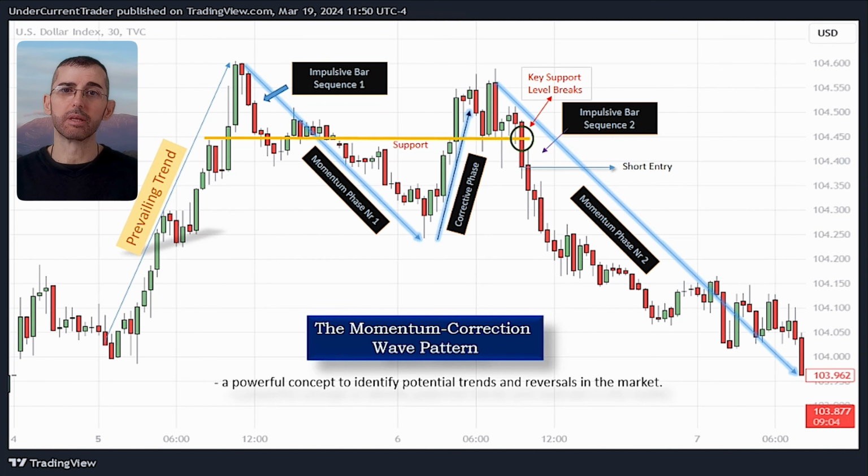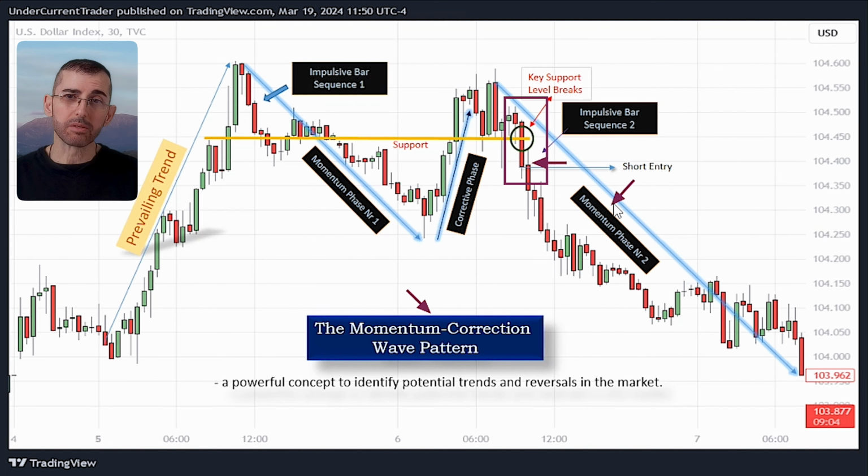Also, traders using the MC wave pattern should look for opportunities to enter trades in the direction of the impulsive sequence, which is bearish in this case, once corrective phase 2 starts. What that means is that if I wanted to capitalize on this particular price action, I would enter a short position upon a retracement to a key level, such as this support zone within momentum phase 2.